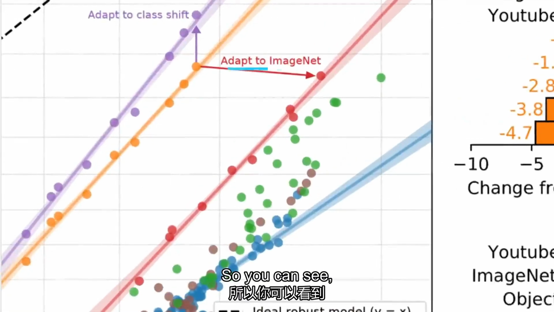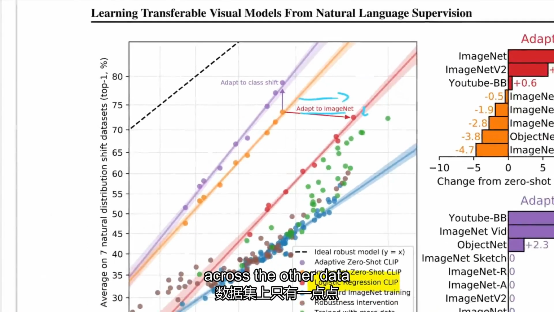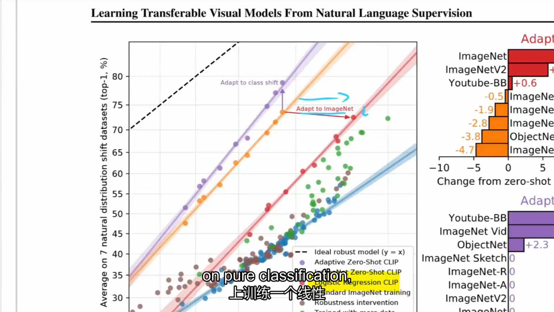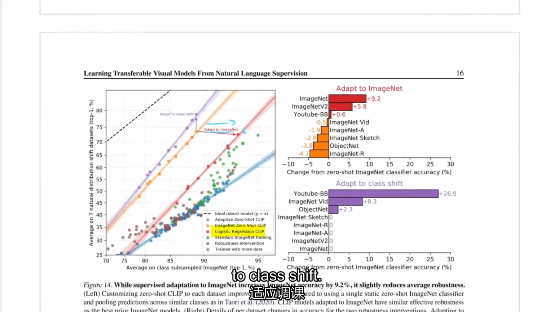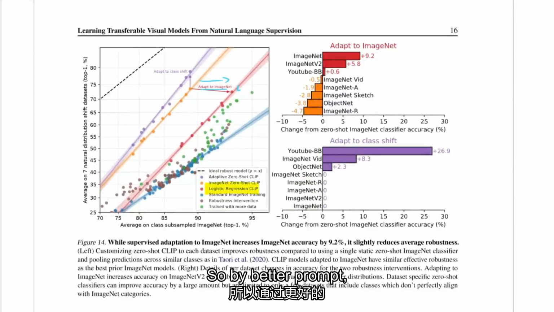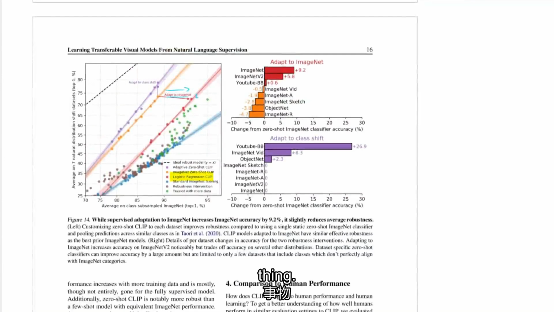Okay, so you can see as you adapt to ImageNet, this performance improves massively, but it only degrades a little bit across the other data sets. So that means, as I said, the representation itself is more nuanced, such that even if you train a linear classifier on pure classification, you'll still keep up the performance on the other tasks. You can also adapt to class shift, so by better prompt engineering for some of these subtasks, but I think that's a sort of a minor thing.